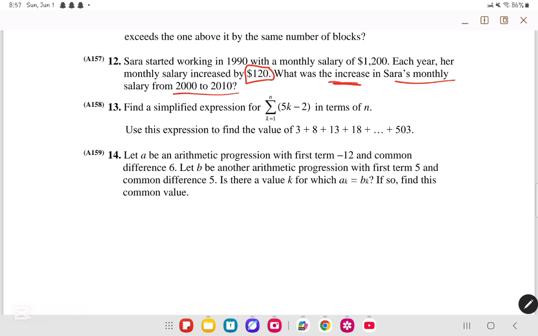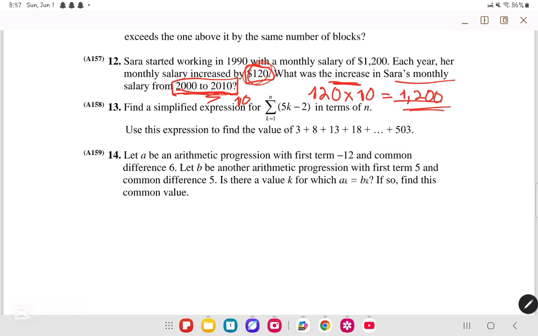So they want to know the increase. Very simply, you know that it increases each year by $120. But how many years passed from 2000 to 2010? That is what, 10 years. So what is the increase? It's going to be 120 times 10, which is 1,200.